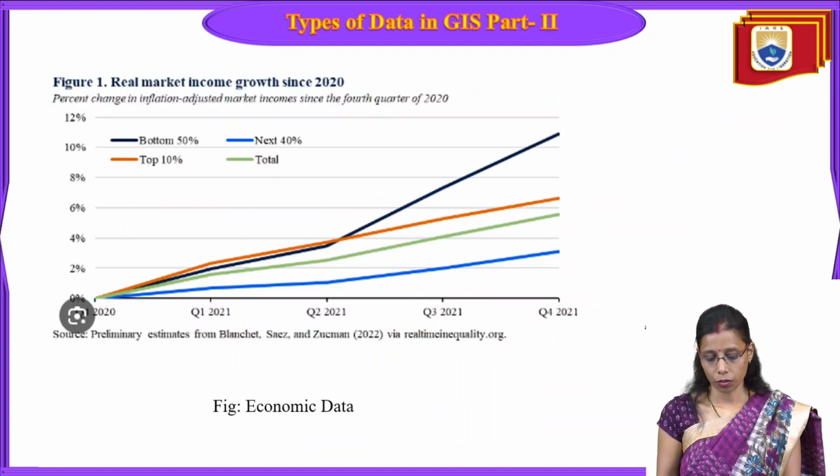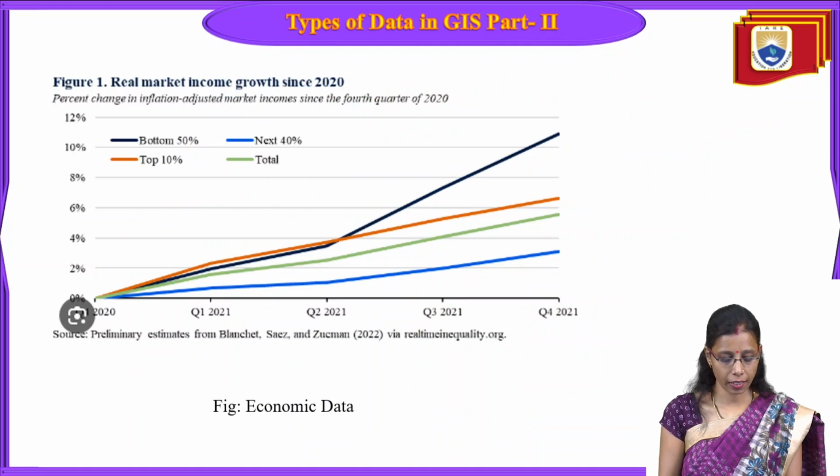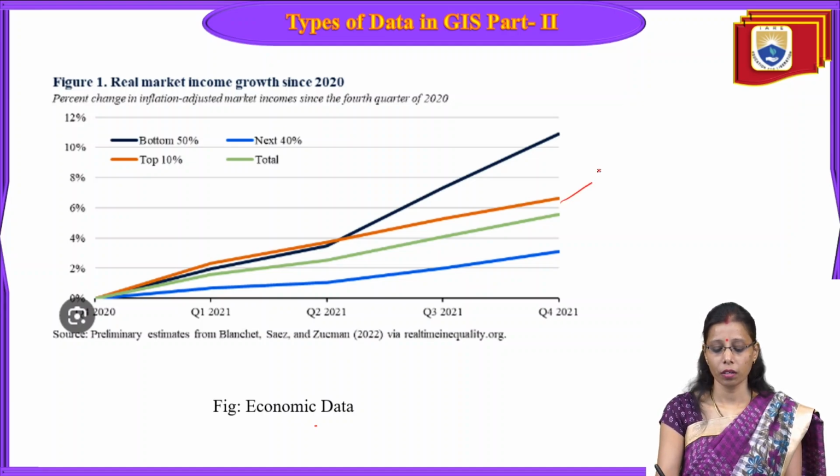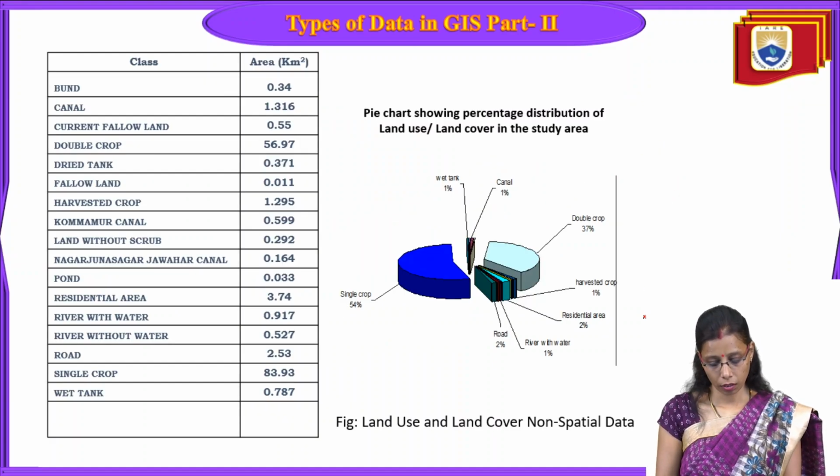Right? So next it is about economic data. If you want to show the economic data about the market income, growth, or anything related to finance, all that information, you can show in the form of charts, data or tables. That all comes as non-spatial. Okay. Right. This is one more example of non-spatial.